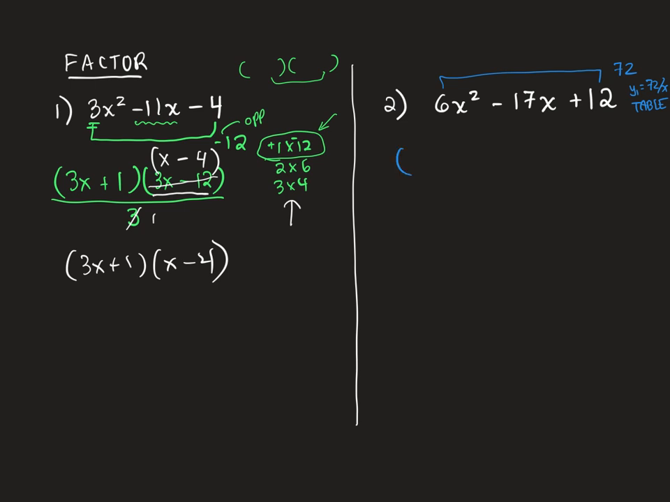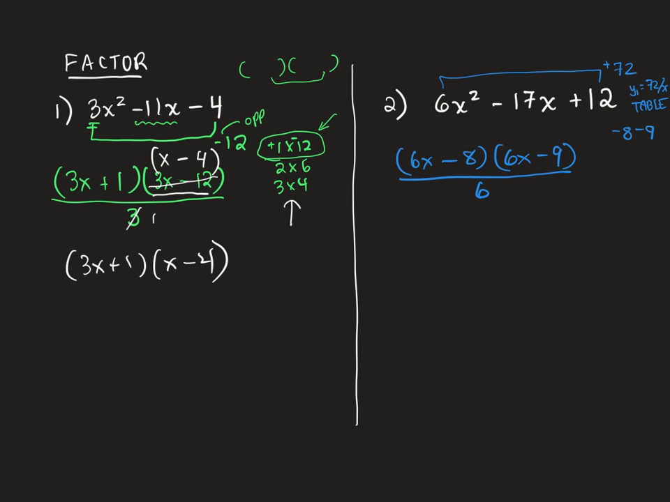Okay, so 2 sets of brackets, 6x, 6x, 1 too many 6's, so divide by 6. And then the 2 numbers that multiply to 72 from that table would be 8 and 9, which also adds to 17, and we're multiplying to positive 72. So they're the same sign. To make -17, they'd both be negative. So we put them straight in like that.